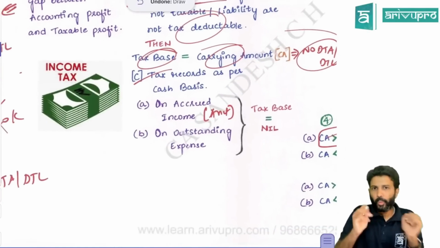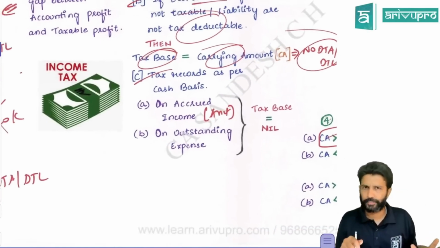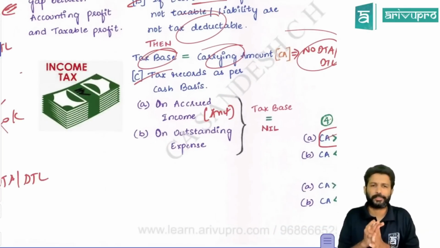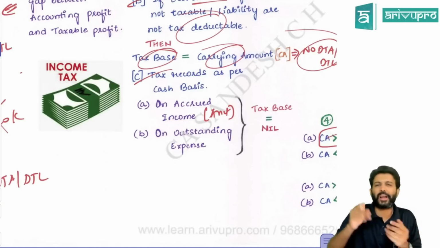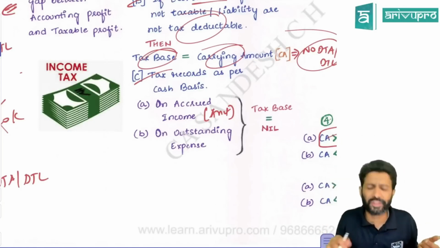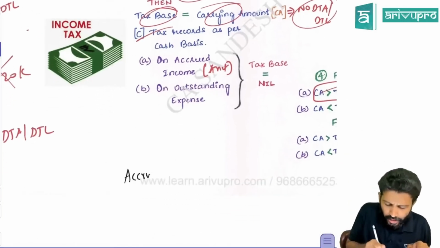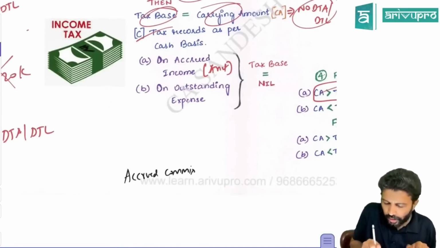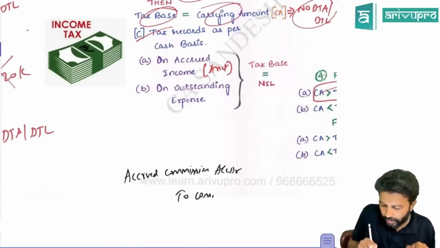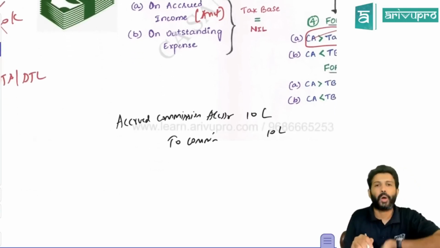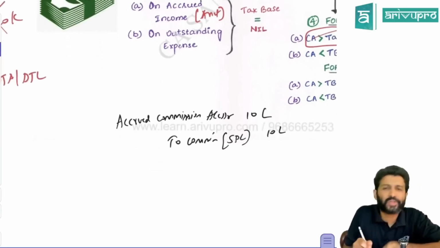Accrued income. Let's assume commission income is accrued. So what is the journal entry you will pass? If you have received the commission, you'll write bank to commission. If you have not received commission, you'll write accrued commission account debit to commission account. Correct? Okay. Let's say this is 10 lakh rupees. Accrued commission is 10 lakh rupees. This commission is an income. It will be transferred to P&L.